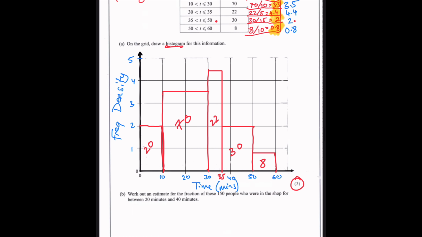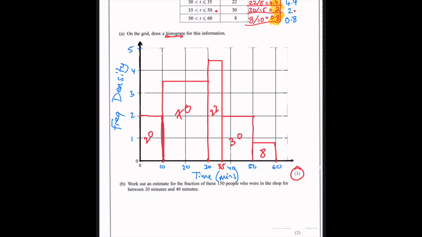Now, part 2, work out an estimate for the fraction of these 150 people who are in the shop for between 20 and 40 minutes. Well, I'm going to get my highlighter out. So between 20 and 40 minutes is everyone in between these 2 points. So I'm just going to highlight between 20 and 40 minutes. That's all of these people. So the question is, how many people sit between 20 and 40 minutes?